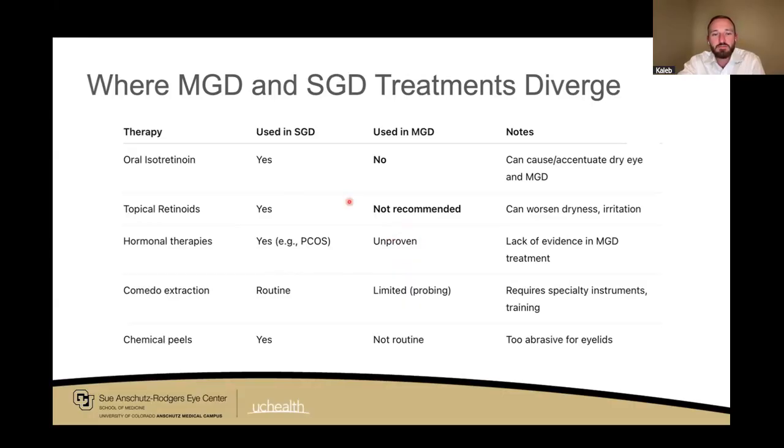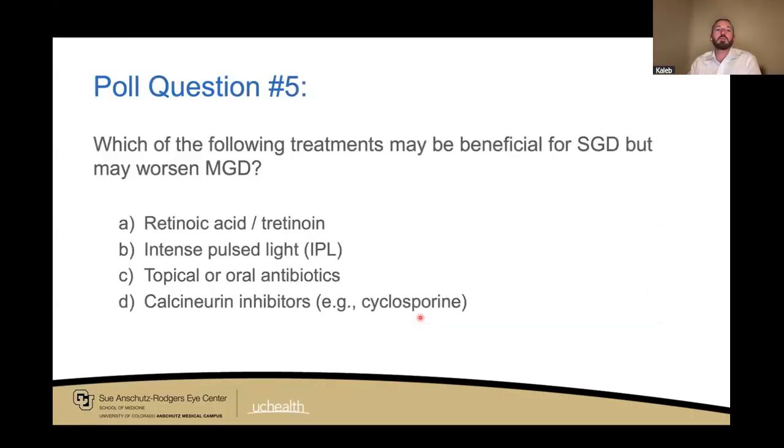Comedo extraction, that's where you're strategically popping pimples. That's done in SGD. For MGD, the closest thing we have to that is really meibomian gland probing. Not a lot of people do probing, though, and it's not a very fun procedure to do, in my opinion. And then chemical peels, you can do that of the face. You can't do it of the eyelids. It's way too harsh to do on the eyelids. It's very abrasive. It would be very uncomfortable.